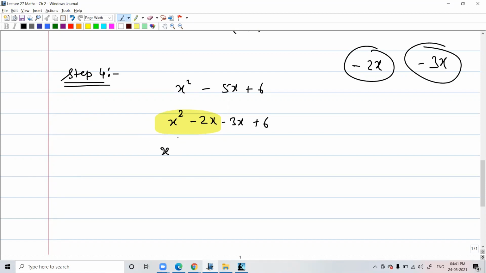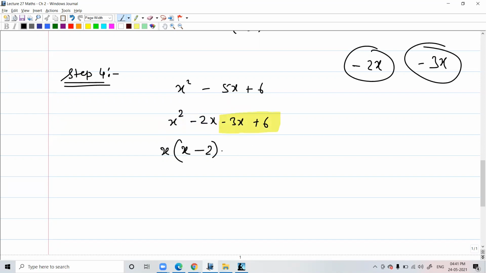We will take x common from these two. So once I take x, what is remaining in these two terms? X minus 2. X minus 2 is remaining. Okay. Now let's pick the other two terms. So over here, common is 2.